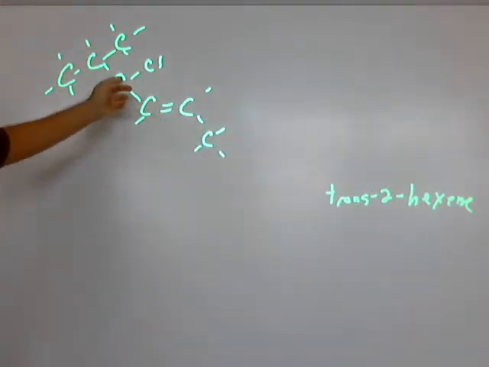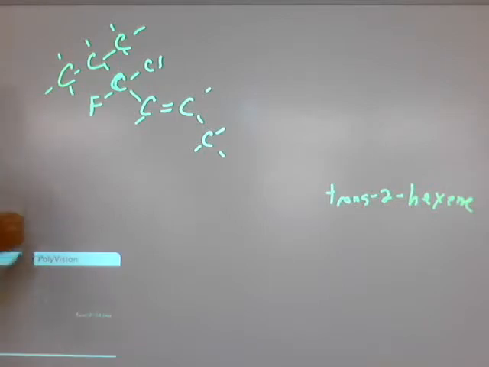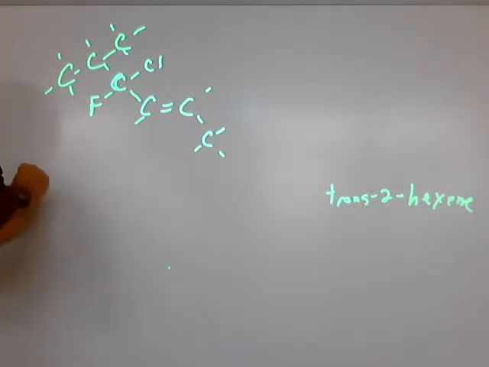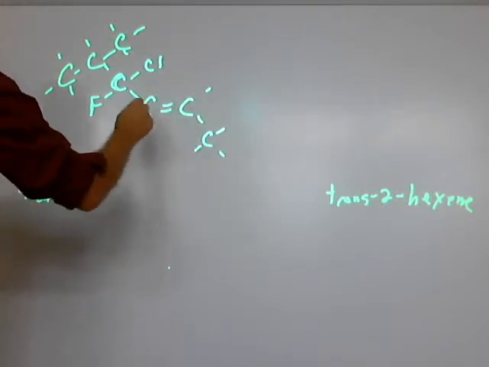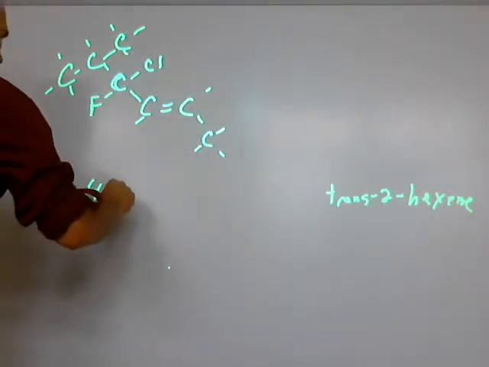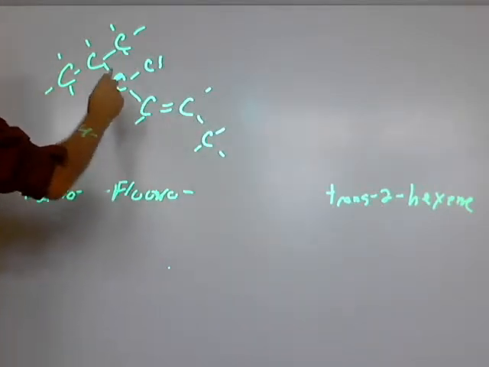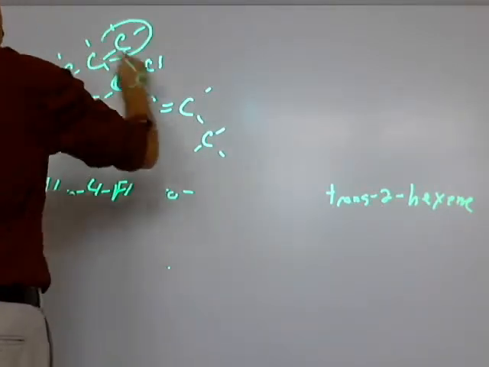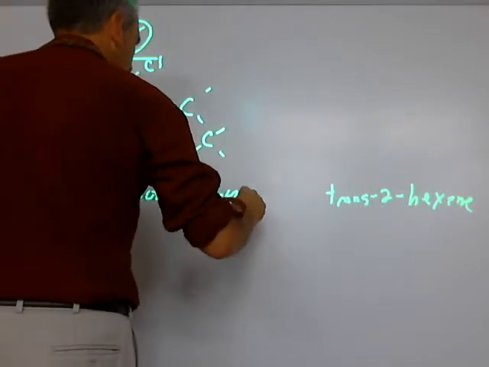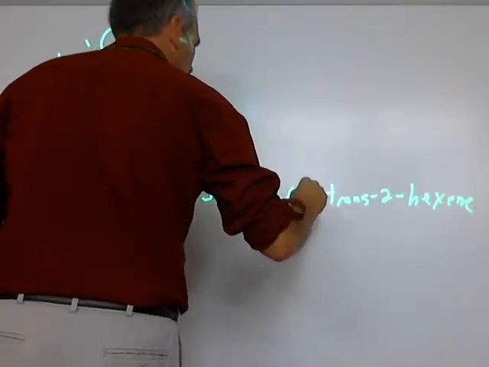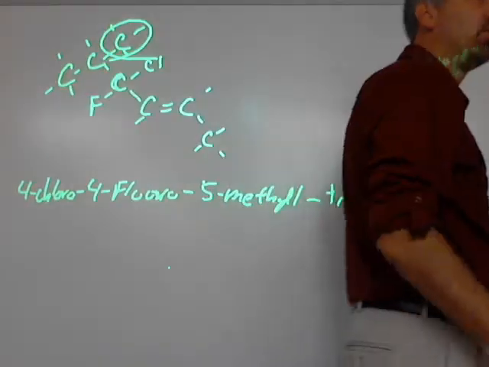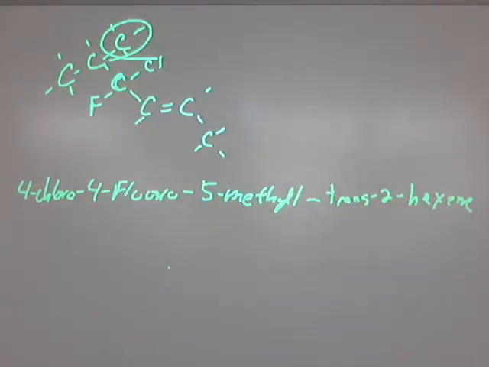So 4 chloro, 4 fluoro, 5 methyl. Trans 2 hexene should have been the correct name, right?